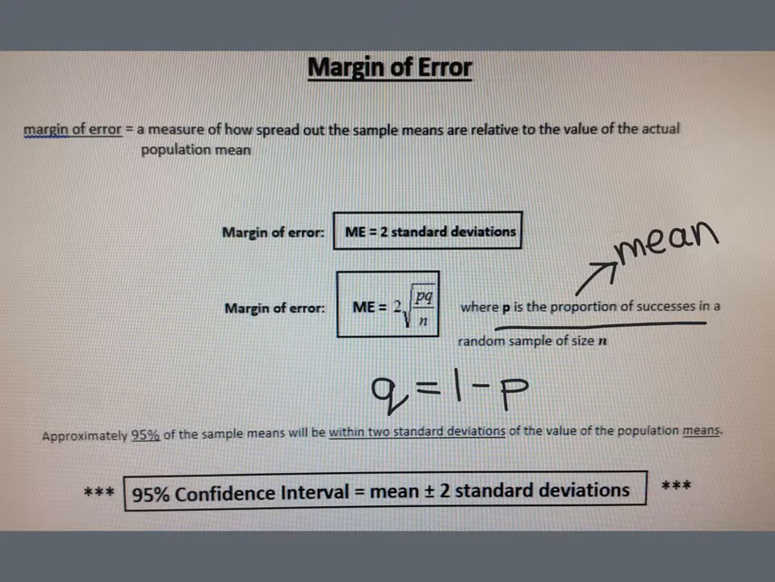Now, since we're talking about the margin of error, and since we're talking about 2 standard deviations, if you take the mean and subtract off 2 standard deviations and add on 2 standard deviations, that's going to contain approximately 95% of the data. So we call that the 95% confidence interval. Let's take a look at what they might ask us for with margin of error, and let's apply our formula.